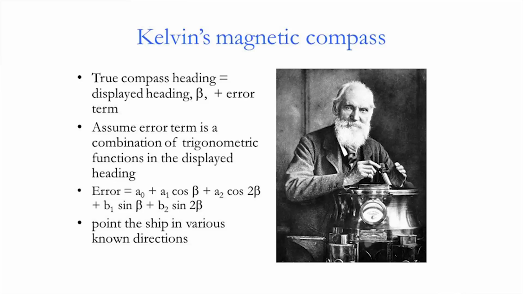And what Kelvin did was to say quite nicely that there's just an error term. There's a difference between the true compass reading and the displayed reading on the actual compass. So what you want to get and what you're actually observing, the difference between the two of them is the error term. Then he made an assumption, which can be reasonably justified, that the error term is given by a trigonometric expression: a constant term, so much of cosine beta, so much of cosine 2 beta, where beta is the displayed heading, sine beta and sine 2 beta.